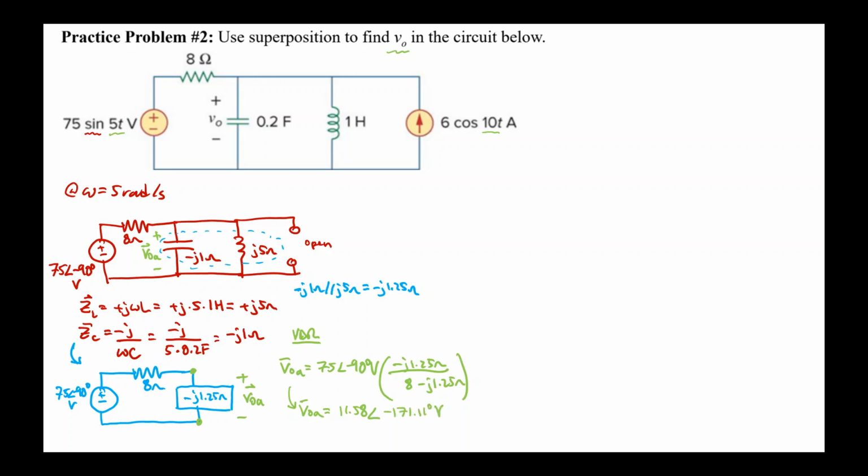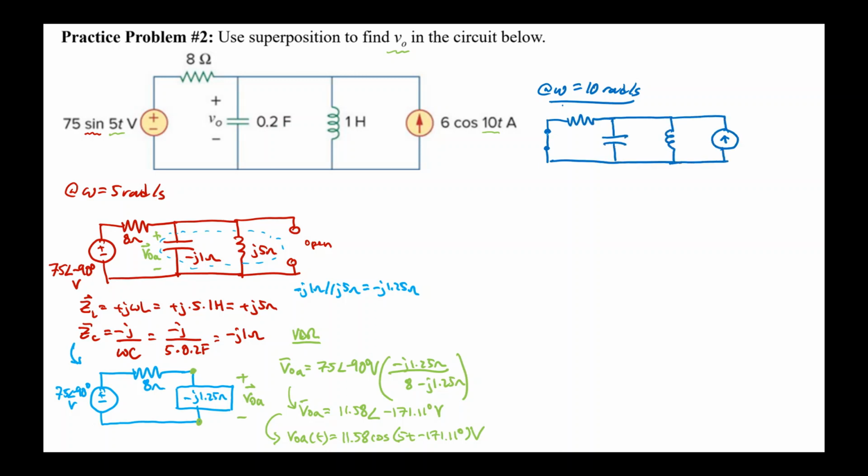I know eventually I need that in the time domain, so let's go ahead and do that conversion. So I get V0A of t equals 11.58 cosine 5t minus 171.11 degrees volts. The other frequency in the circuit is when omega equals 10 radians per second. I have to start over now and do another drawing.